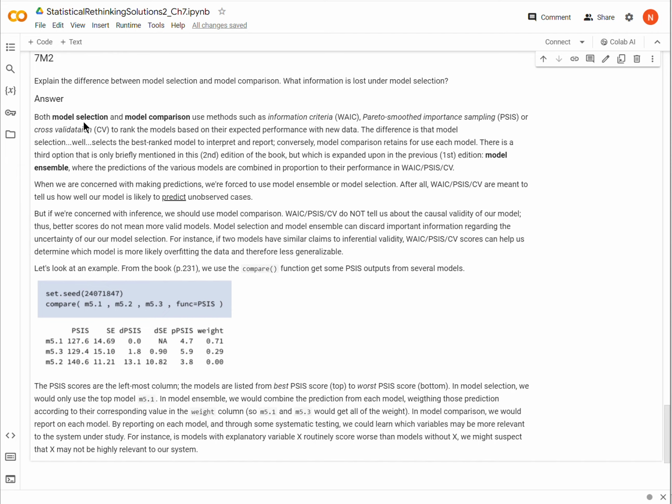So if we are interested in causal inference, by using model selection we are discarding all sorts of information about particulars of these models that may lead to better or worse PSIS scores, which again can be used as an analog for how generalizable the assumptions of any particular model are to the system as a whole. Okay, so anyway, I think that is it for this one.